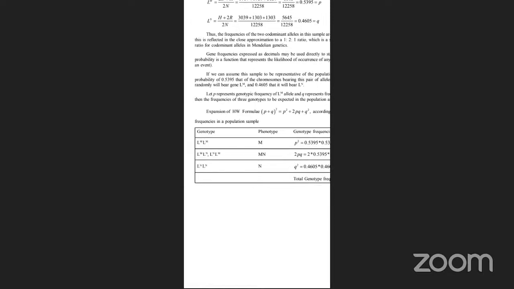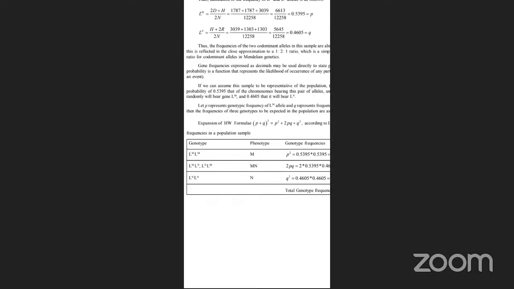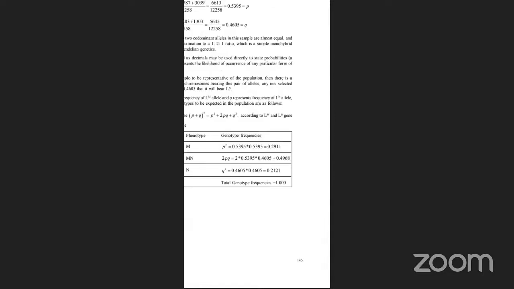Let P represent the frequency of L^M, and Q represent the frequency of L^N. Then the frequencies of the genotypes expected in the population are as follows. Expansion of the HW formula, (P plus Q) whole square equals P square plus Q square plus 2PQ, gives the genotype frequencies in a population. Genotype frequencies: L^M L^M, phenotype M, P square equals 0.2; L^M L^N, phenotype MN, 2PQ equals 0.49; L^N L^N, phenotype N, Q square equals 0.2121.